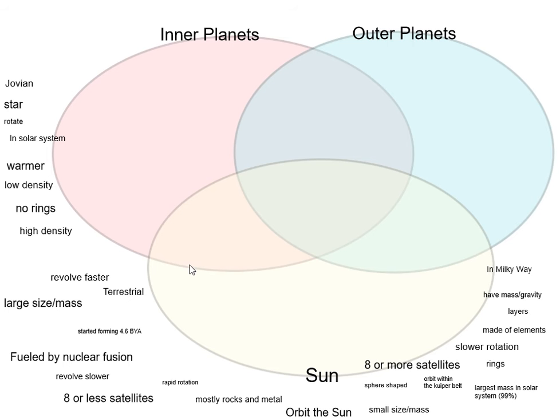Next, you're going to be using previous knowledge and what you've learned in Destination 1 through 7 to find out which one is going to be a star, which one is going to be in our solar system, which one's in our Milky Way, which are made of elements, which are sphere-shaped, and which ones are going to rotate, and which ones are going to orbit in the Kuiper Belt.